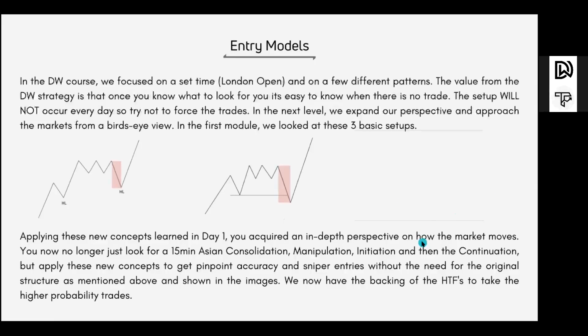But anyway, in the beginning, in the DW course, we focus on a set time. So we focus on just London Open, and then we focus on a few different patterns. The value from the main beginning DW strategy is that once you know exactly what to look for, it's easy to know when there is no trade, because you know what you want. You want that clear consolidation. If it's not there, it's easy to say, okay, there's no trade setup, and I stay away. I do not look at the charts.